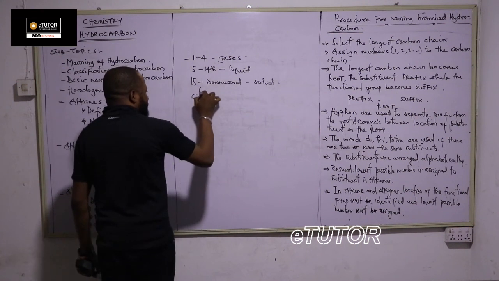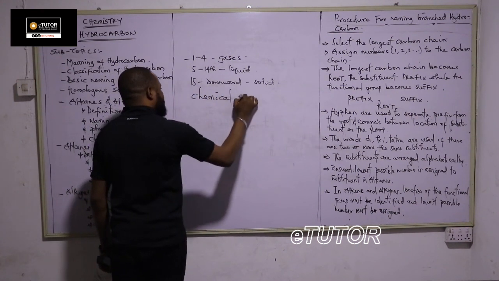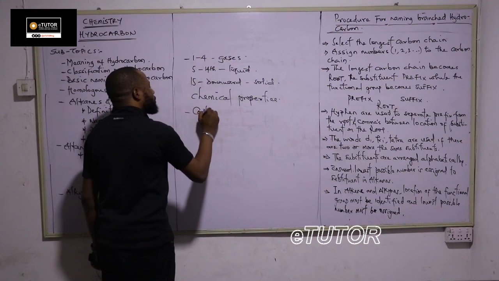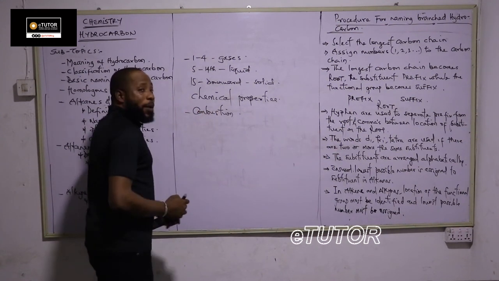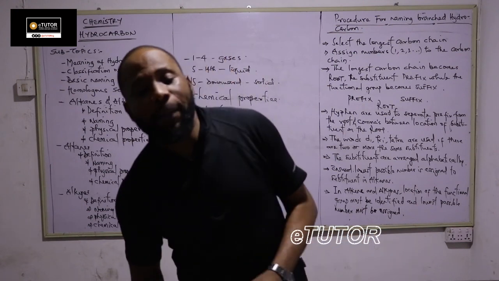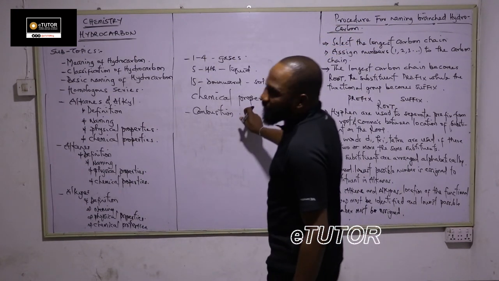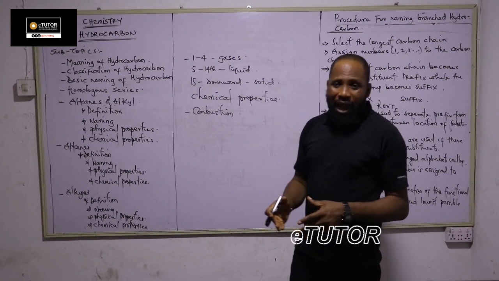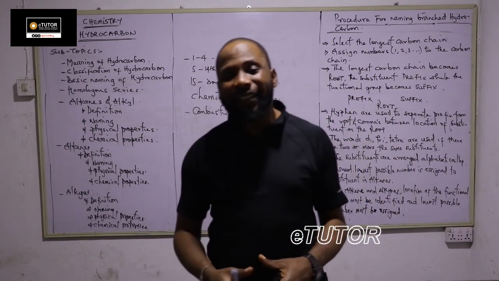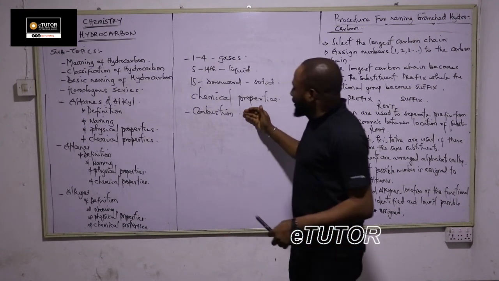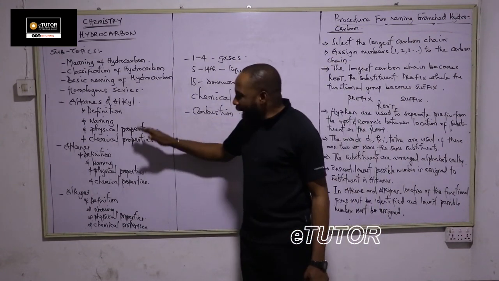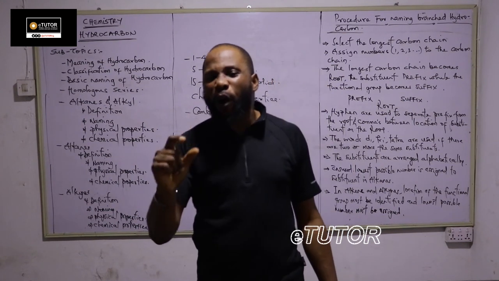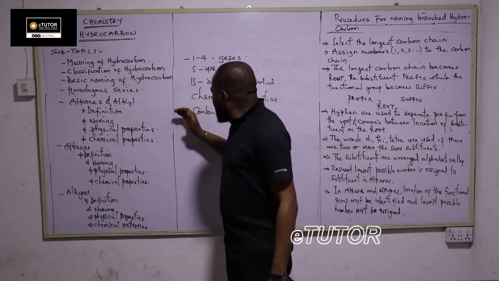The chemical properties. Number 1, combustion. Combustion means burning of a compound in the presence of oxygen. All alkene family, all the members burn in the presence of air to liberate heat and give byproduct of carbon dioxide and water. The difference between the combustion of alkane and alkene is from the type of bonds between the carbon atoms of the members of each family.